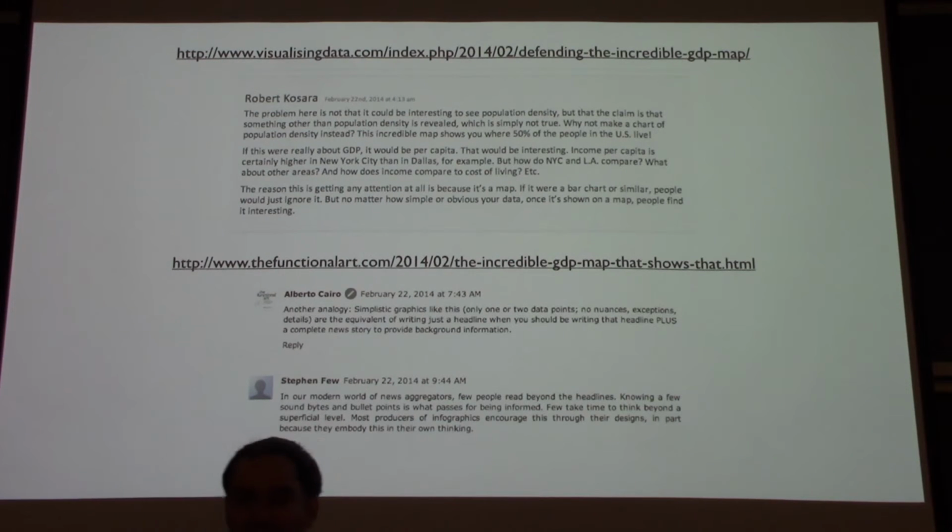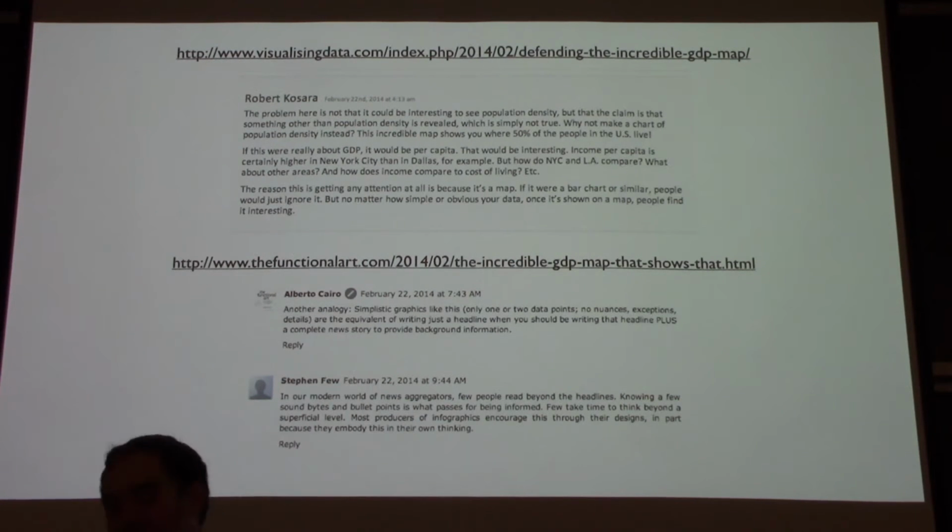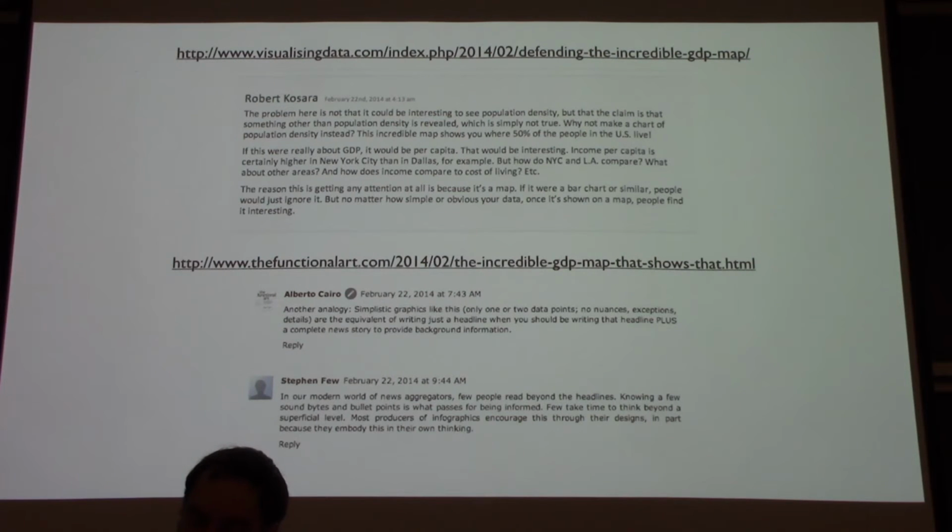Then going back to this map, the 50-50 map. There are a couple of comments that I would like to read out to you. The problem here is not that it could be interesting to see population density, but the claim is that something other than population density is revealed, which is simply not true. Why not make a chart of population density instead? This incredible map shows you where 50% of the people in the US live.